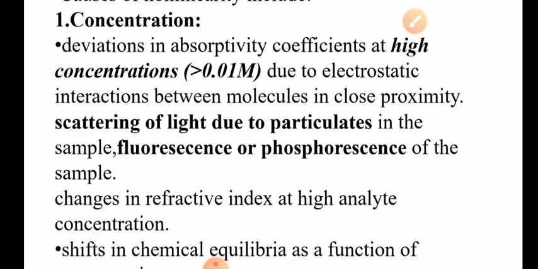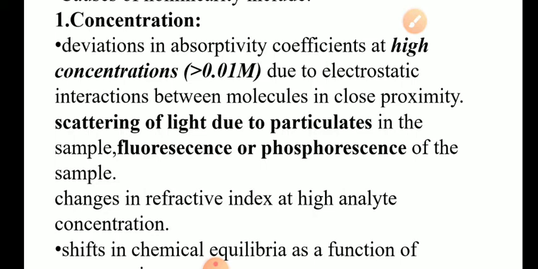So the first factor which is responsible for deviation of Beer's law, or limitation, is concentration. If the solution is highly concentrated, deviations in absorptivity coefficients are observed at high concentration, more than 0.01 molar. Why? Due to electrostatic attractions between the molecules which are present in close proximity. When the solution is highly concentrated, molecules are present in close proximity and there is electrostatic interaction. Two molecules may combine and form a dimer. Not just that, they also form aggregates.